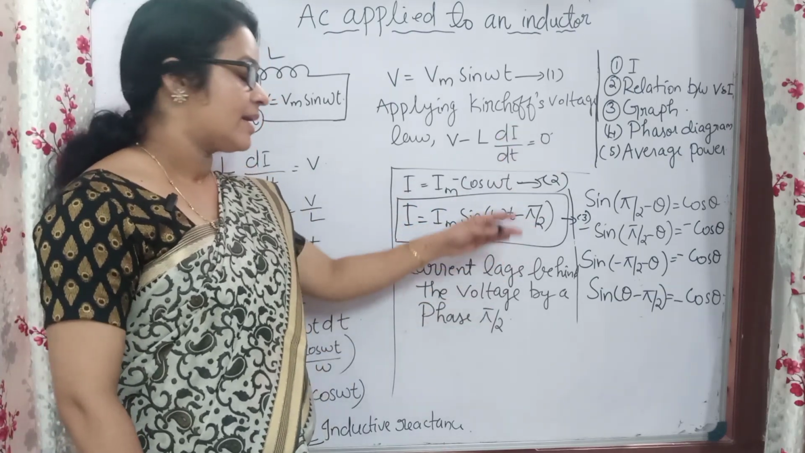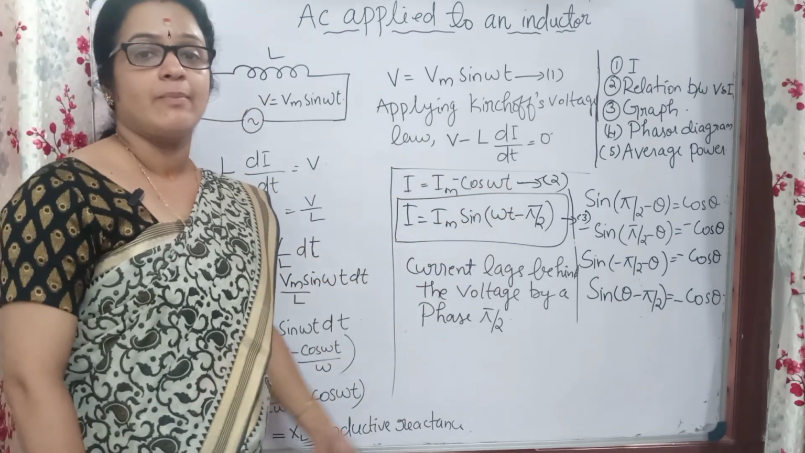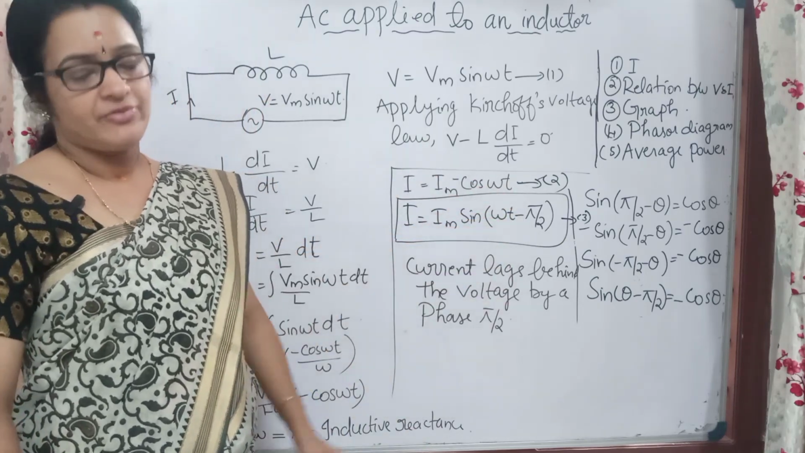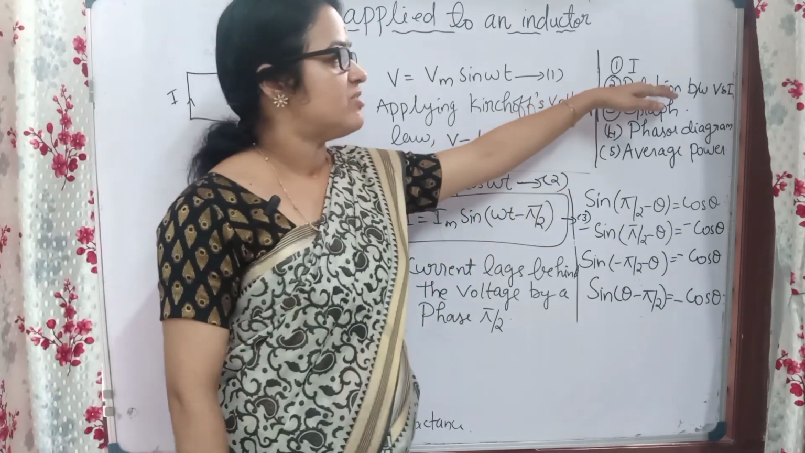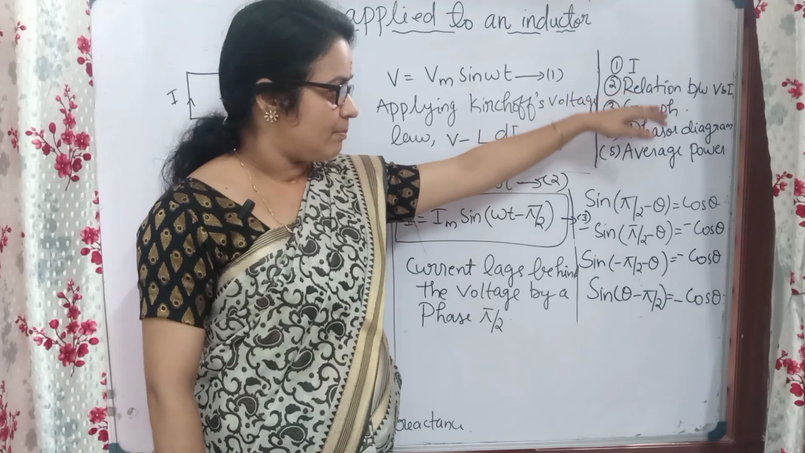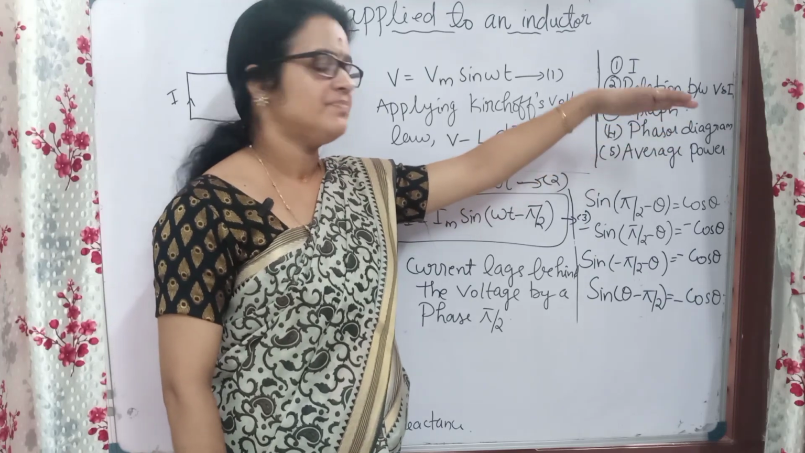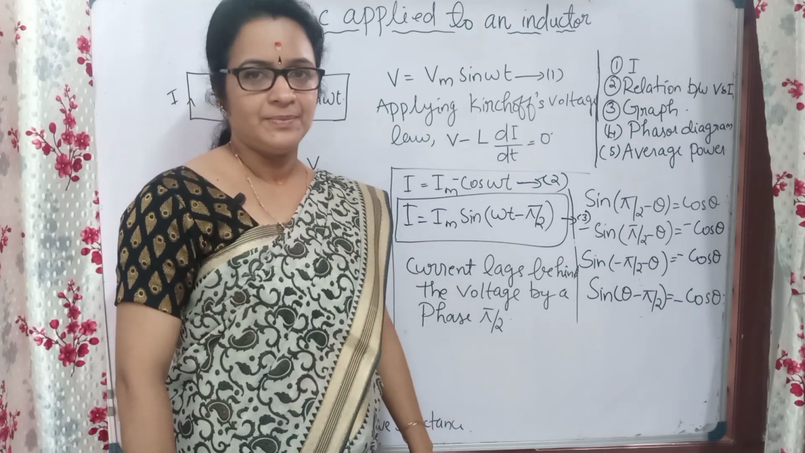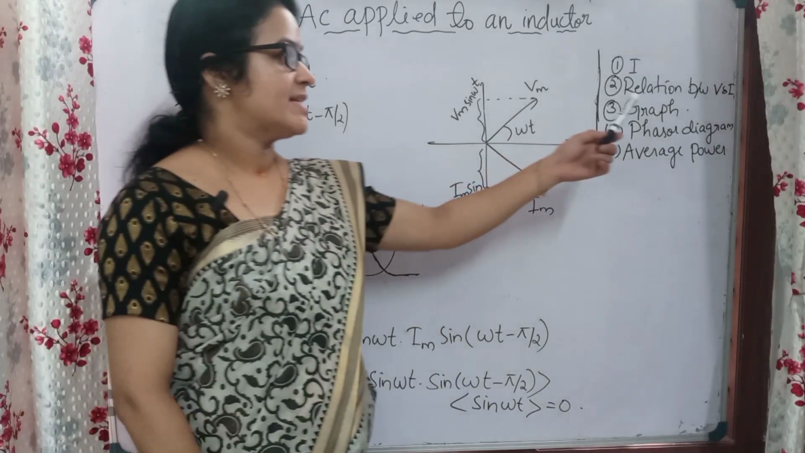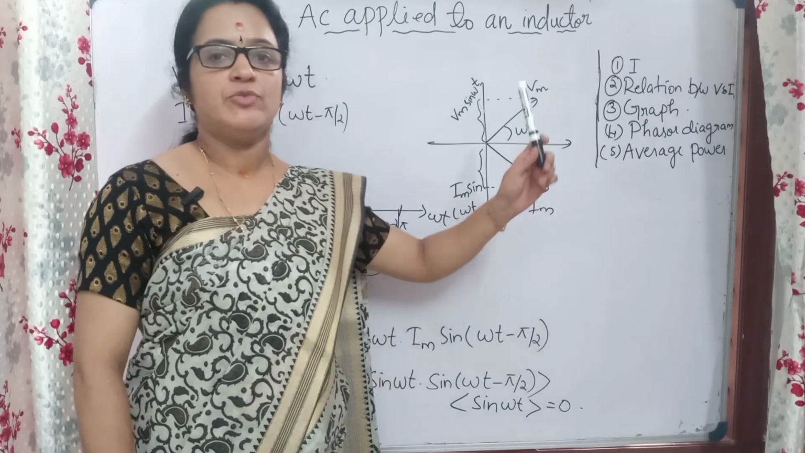So that means the current lags the voltage by an amount of pi by 2 phase. Okay, so that is all about the relation between V and I. Now we have to complete the graph, then phasor diagram, then average power of this inductor. Clear? Now we have to discuss the third point, that is the graph between voltage and current.